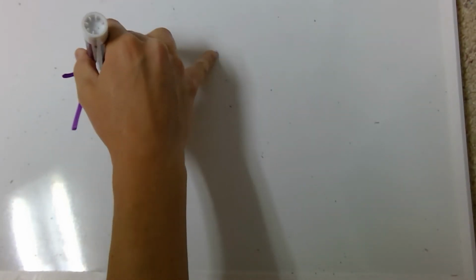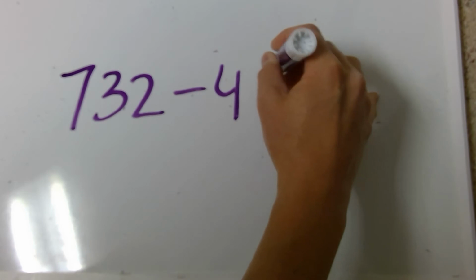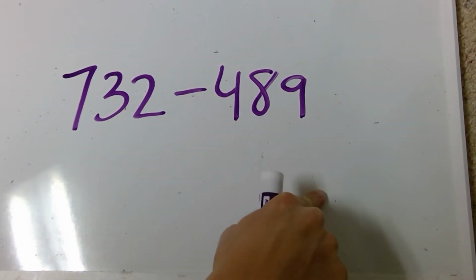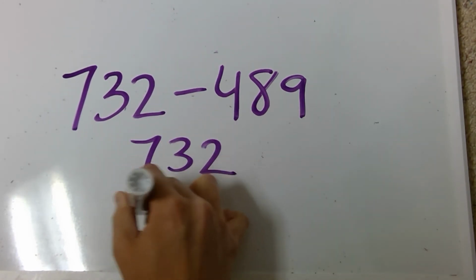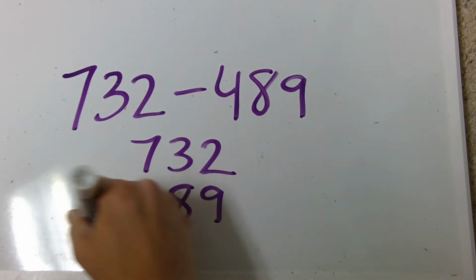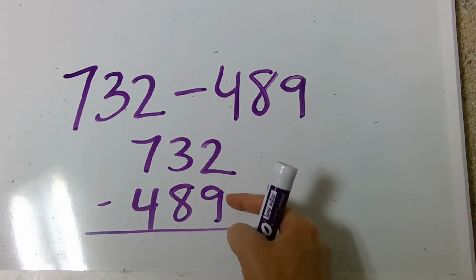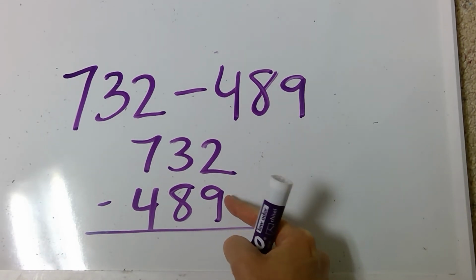Now, let's just look at one more problem before we stop. 732 subtract 489. This one doesn't have any zeros in it, but I can already tell when I set it up, first number goes on top. I can already tell I'm going to have to borrow. So let's look at this. 2 minus 9. I can't do it. If I have 2 cookies, I can't give away 9.